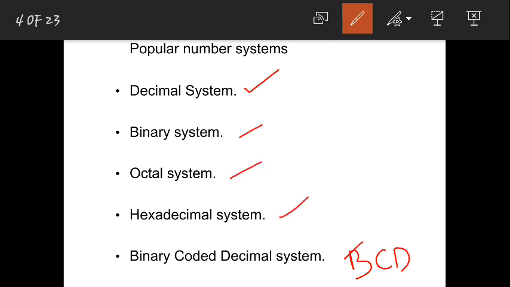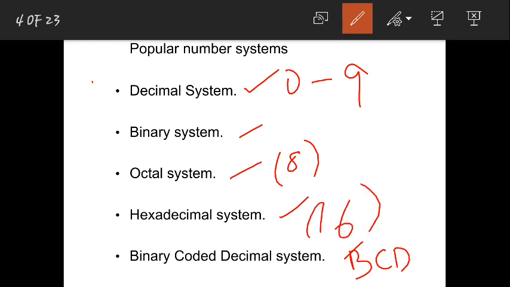Decimal means 10, so it has 10 values, that means 0 to 9. Binary means 2, so you will have 0 and 1, 2 bits. Next, octal means 8, it has 8 symbols, whereas hexadecimal means 16, so it has 16 symbols. Decimal means 10, binary means 2, octal means 8, hexa means 16. These are the basic types we use.